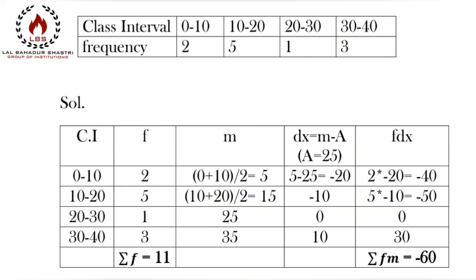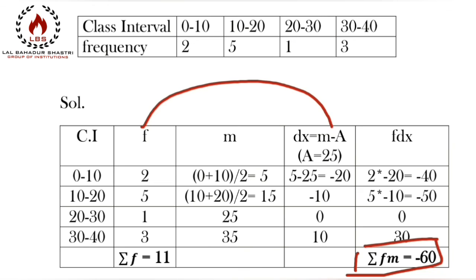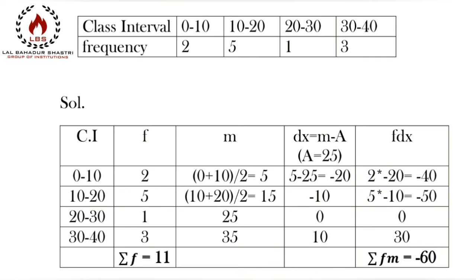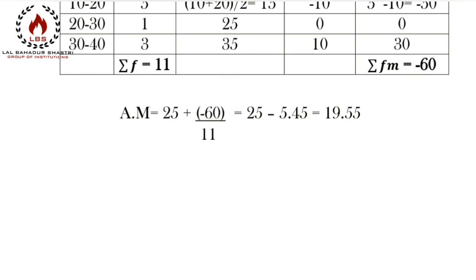Now we have to multiply this dx with f. So f dx is minus 40, minus 50, 0 and 30, and we have to take the sum. It is shown here as sigma fm, but that is a misprint. This is not sigma fm, this is sigma f dx. Now put these values in the formula. Arithmetic mean is equal to 20 plus minus 60 by 11, that is 19.55.